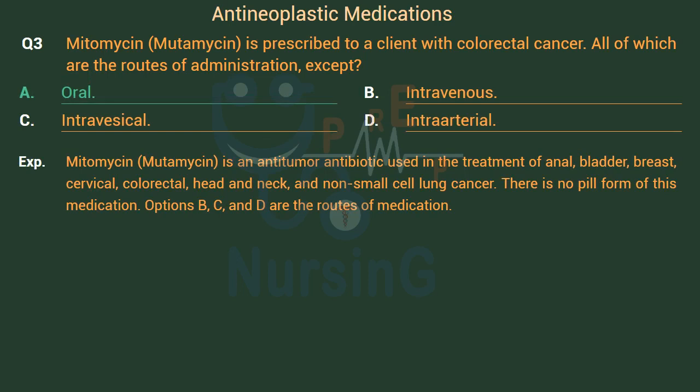Mitomycin, Mutamycin, is an anti-tumor antibiotic used in the treatment of anal, bladder, breast, cervical, colorectal, head and neck, and non-small cell lung cancer. There is no pill form of this medication. Options B, C, and D are the routes of medication.